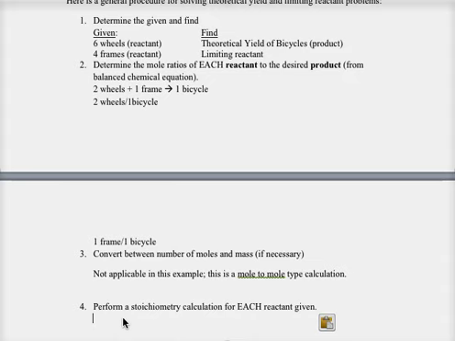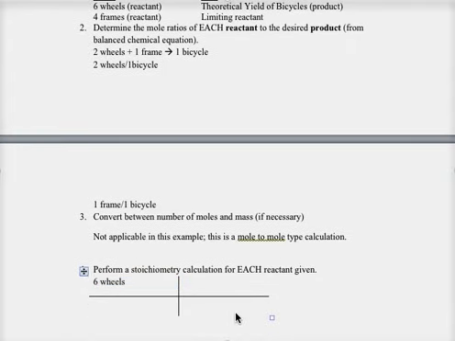So let's start first with number of wheels. So I'm given 6 wheels in this problem, and I know that there's a molar ratio that says for every 2 wheels I'm going to produce 1 bike. So if I multiply 6 times 1 divided by 2, I get 3 bicycles, which you are probably able to do in your head.